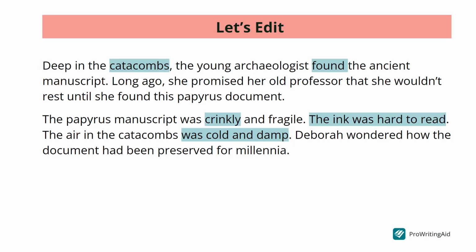So we've got a good start here, but we have sight, right? We have crinkly, fragile, hard to read. We've got feel, cold and damp. How can we change this up?